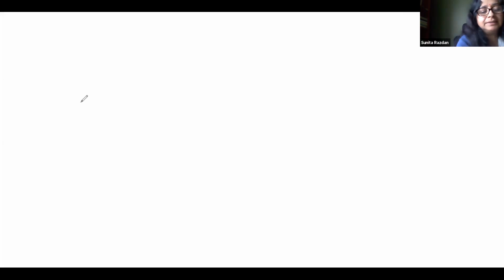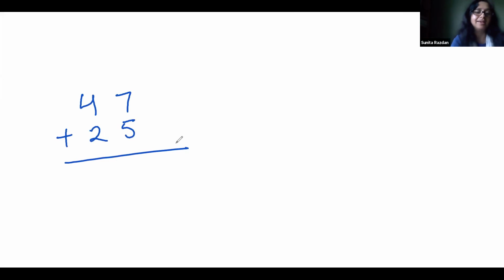Now, if you have this, can you do it? Usually, but how will we do it? Ayan, how will you do this addition? Add the tens. So usually the traditional way you will just do 7 plus 5, right? Yeah, 7 plus 5, and then you would carry the 1. And you do 4 plus 2 plus 1 is 7.